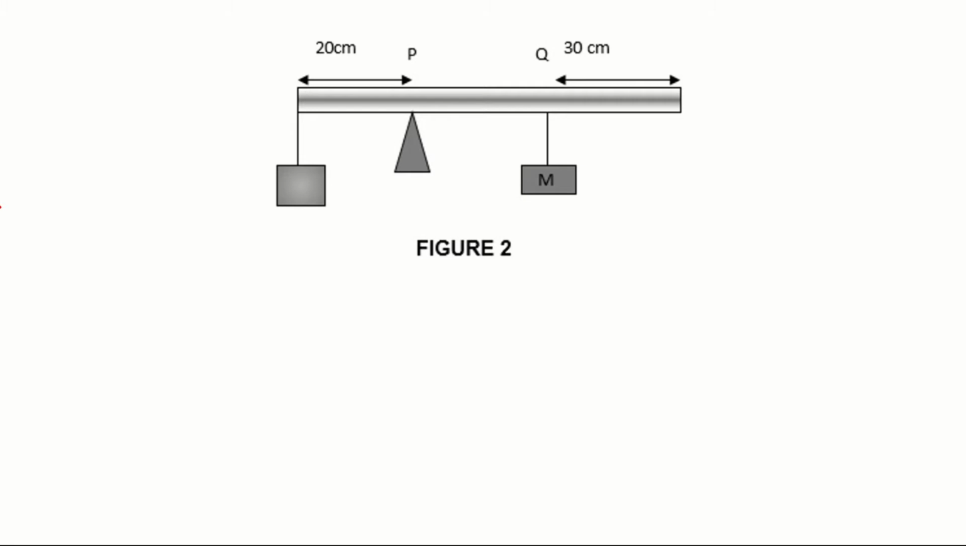From figure 2 here, the rod is in equilibrium, and it is also a uniform rod. So the weight of the rod is at the center of the rod. The direction of the weight of the rod is straight downward. Let's label it weight 1.